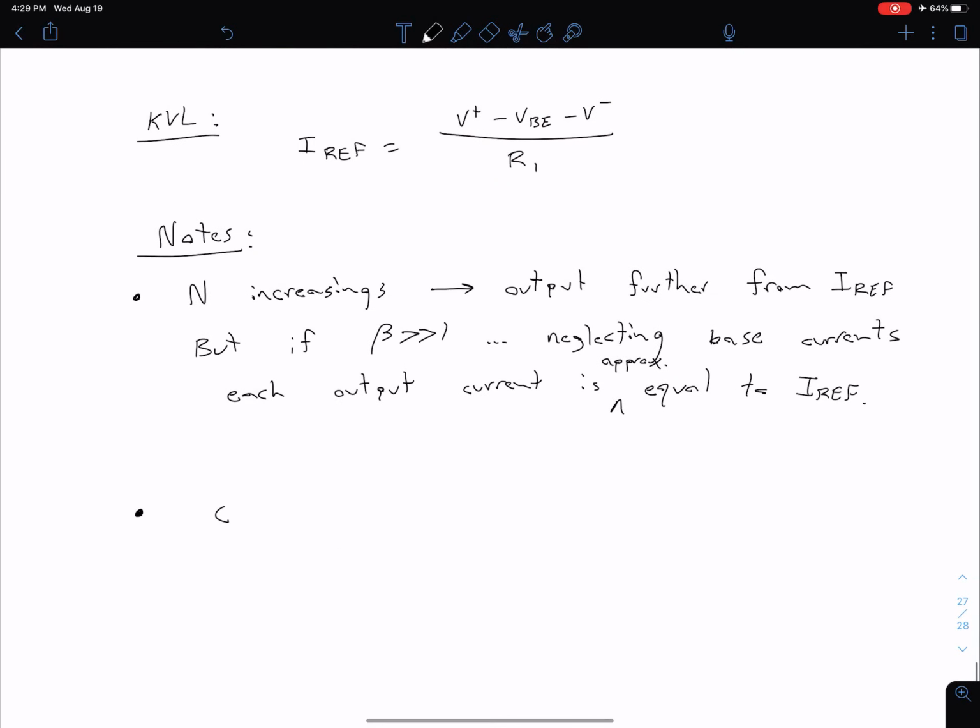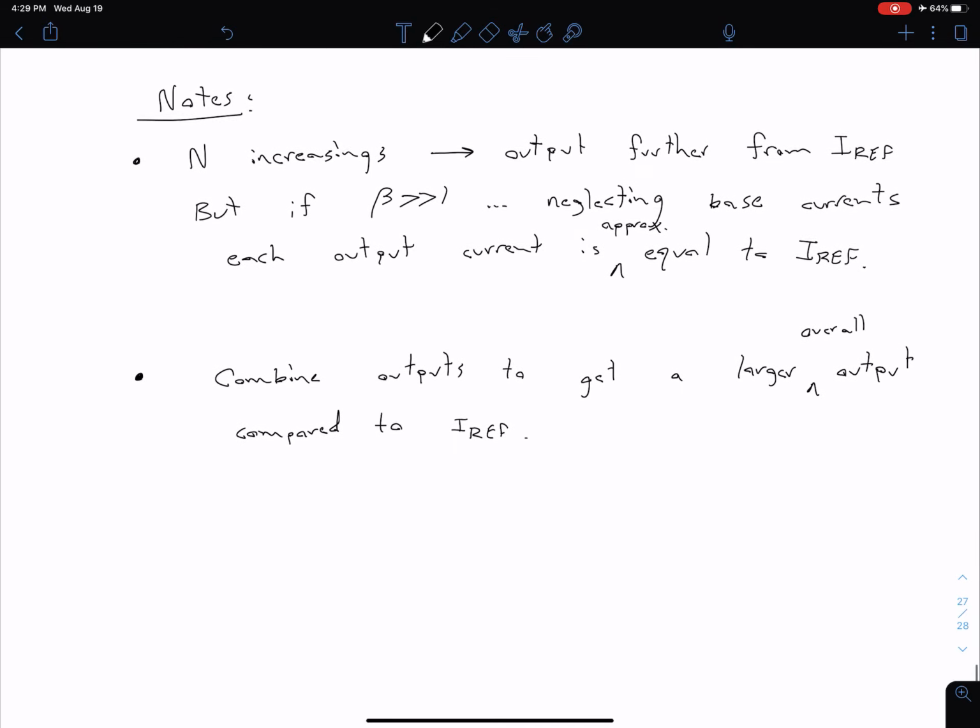So what we can do is combine outputs to get a larger overall output, and that's compared to our IREF. Because with all of our other configurations, we're approximately at IREF, or for the case of our Widlar current source, we're actually a lot smaller than IREF.